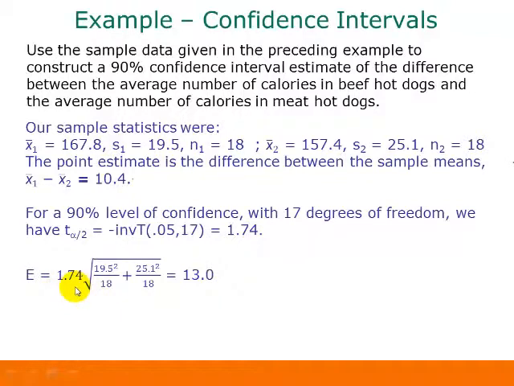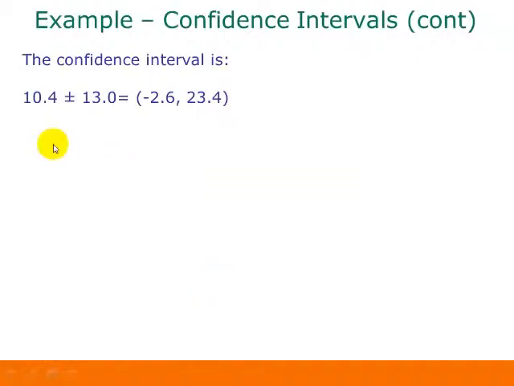Then our margin of error is going to be our critical value, 1.74, times this value, and this is just, again, plugging our standard deviations and our sample sizes into the formula that we saw on the last slide. So once we do all that, we get a margin of error of 13.0. To get our confidence interval, we're taking our point estimate, which was the difference between our two sample means, so that 10.4 plus or minus our margin of error, which was 13. If we subtract the 13, we get a negative 2.6. If we add the 13, we get 23.4.